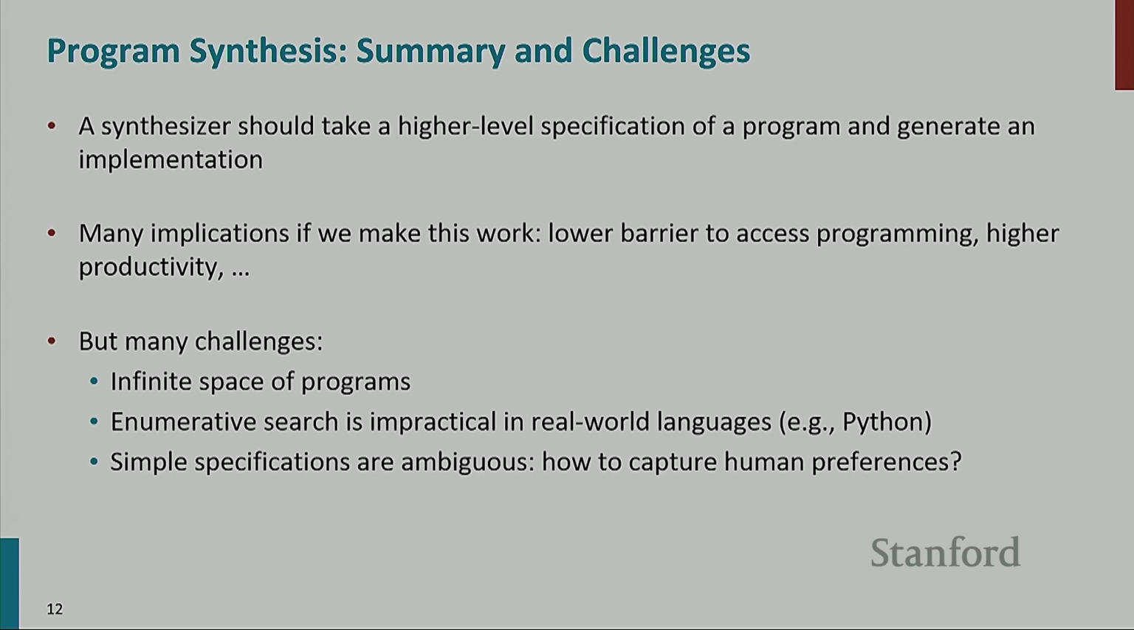So this is quite an interesting goal. But it, of course, has many challenges, right? It has this infinite space of programs, a lot of them unreasonable in this human way. And here we're talking about, at least for now, searching in a space of programs in a very specific language where we can do search. But it's, of course, impractical to do search in any real-world language like Python. And we have this ambiguity problem, right? Like, how do you capture human preferences?